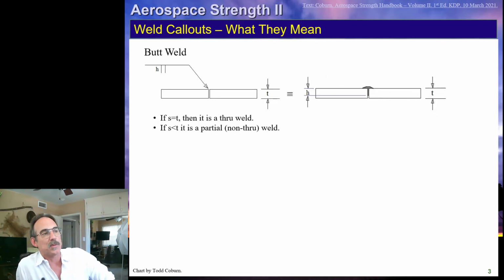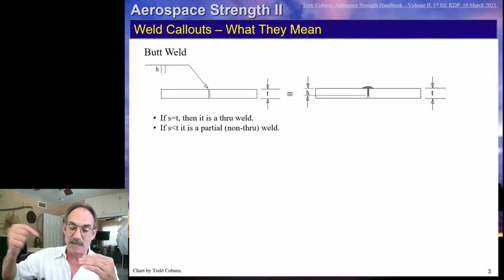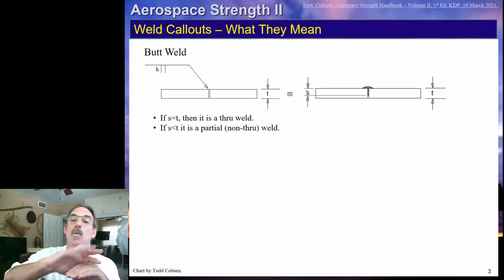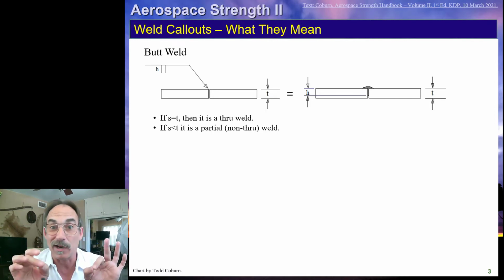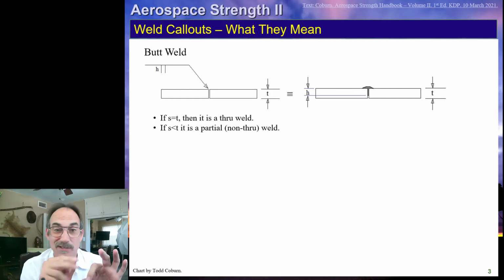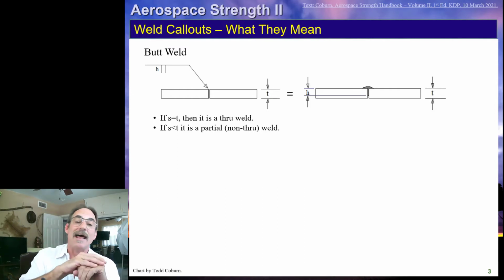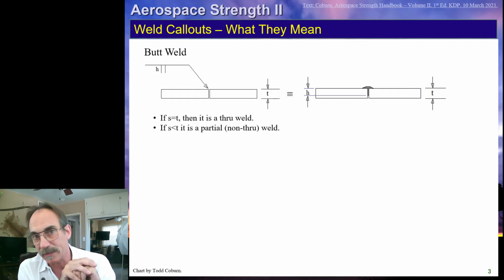Now, the way this will look is like this. If H is less than T, then it wouldn't go all the way through the part. You'll notice there's a bunch of other material up on top, and that's because when we weld, we tend to get a lot of extra weld material on top, not just the stuff that goes down in. Reminds me when I try to solder pipe, it's always a mess. And that extra material is called reinforcement.